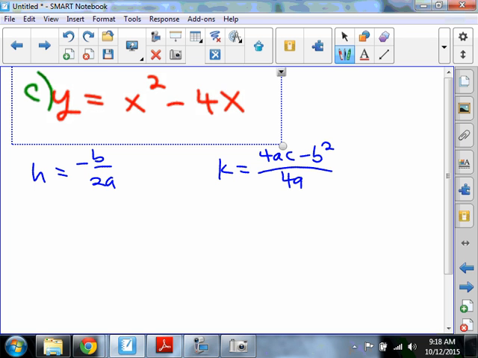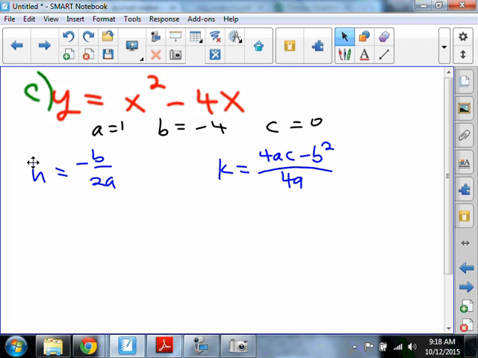Now, here's one problem with this. You have to be able to successfully identify a, b, and c. A is what? Nice. A is 1, and b is -4, and c is 0. Nice. C is 0.